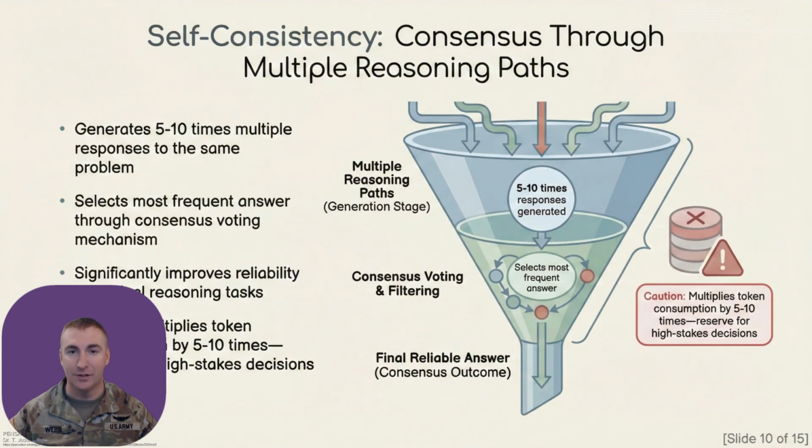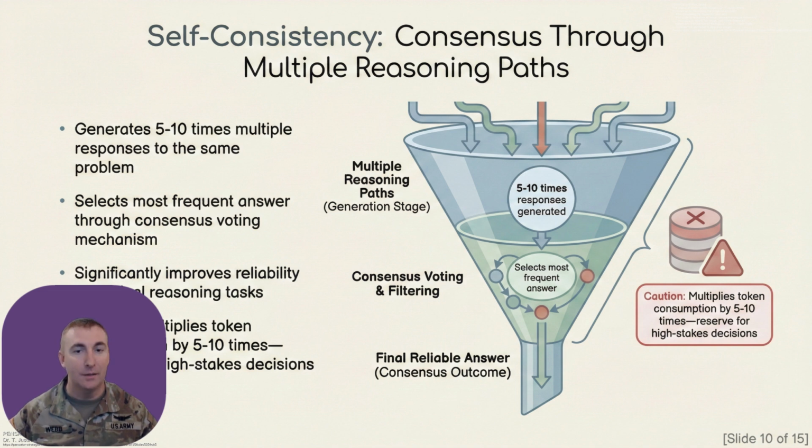Self-consistency represents advanced technique that generates multiple responses to the same prompt, then selects the most common answer through consensus voting mechanism. Process involves running identical prompts 5 to 10 times with temperature above zero to produce variation, comparing outputs to identify consistency patterns, and selecting majority answer.